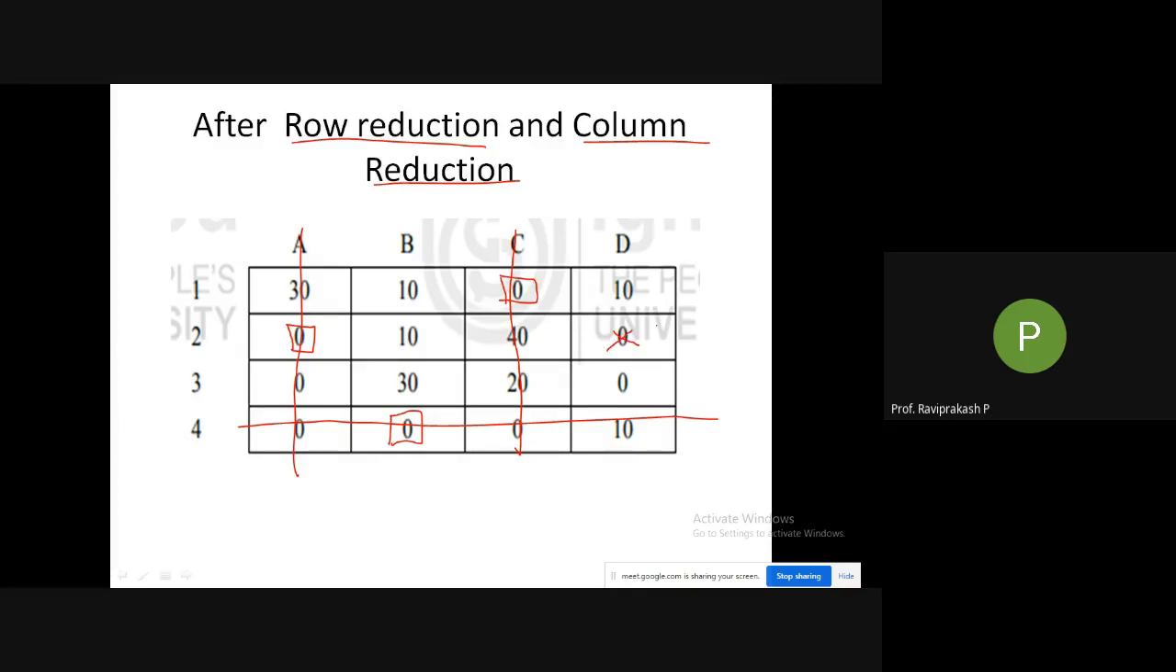If I cancel this, go row wise again. Here the first one I'm having, second one I'm having, third one, if you see, there is only one 0 because we have crossed off this. There is only one 0. Now see the number of assignments, whether it is equal to the number of rows or columns. How many assignments? 1, 2, 3 and 4. So 4 assignments equals the number of rows: 1, 2, 3, 4. Columns 1, 2, 3, 4. So it is equal to 4.